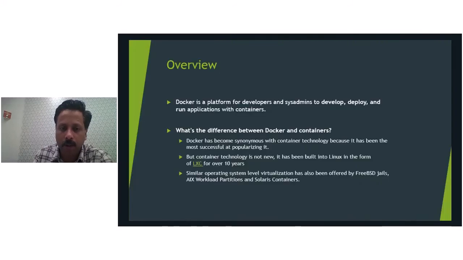So let's start. What is Docker really? So Docker is a platform for developers and sysadmins to develop, deploy, and run applications with container. Okay. So you may ask, what is the real difference between Docker and containers? So Docker is the company that has become synonymous with container technology because it has been most successful at popularizing it. Okay, that's it.